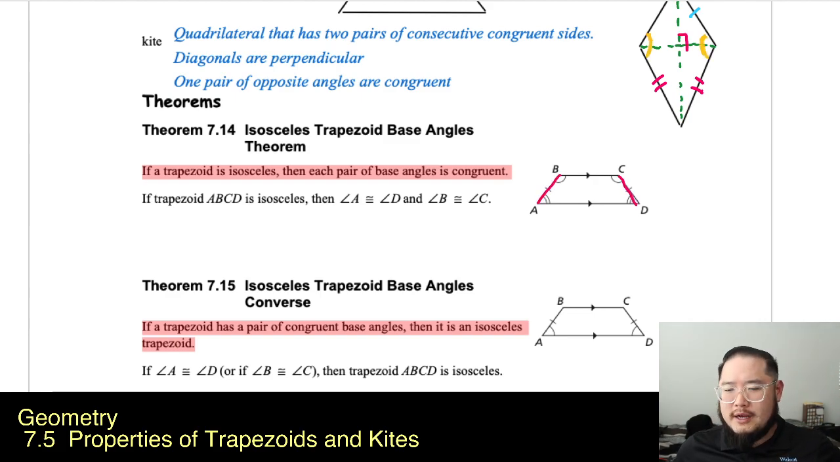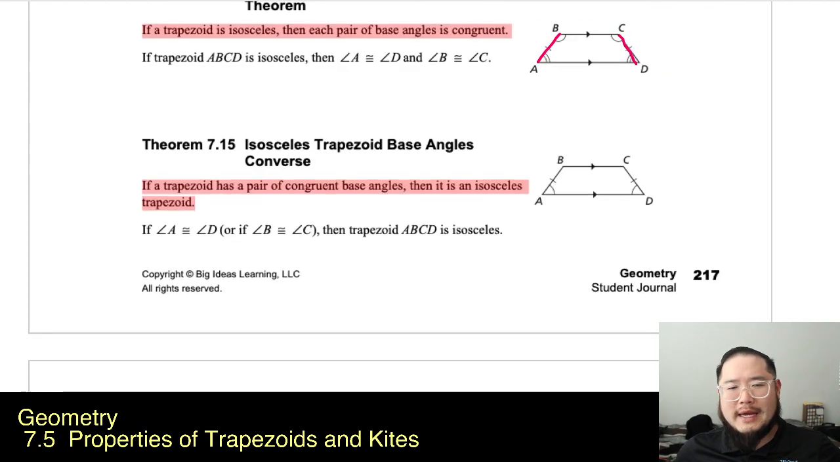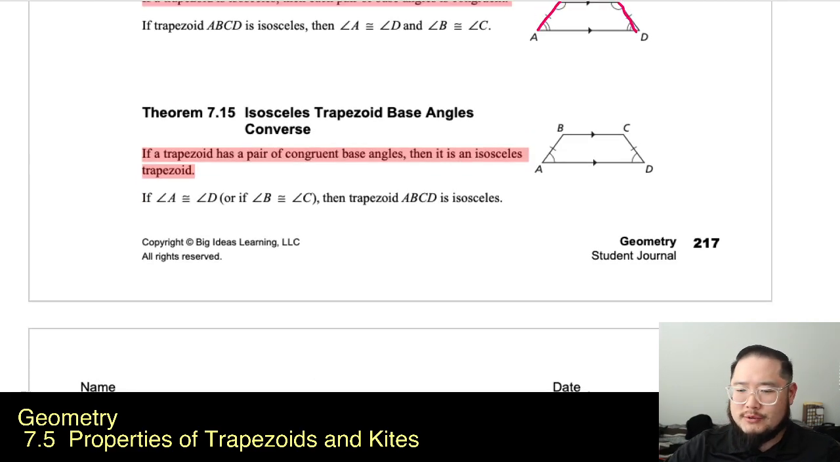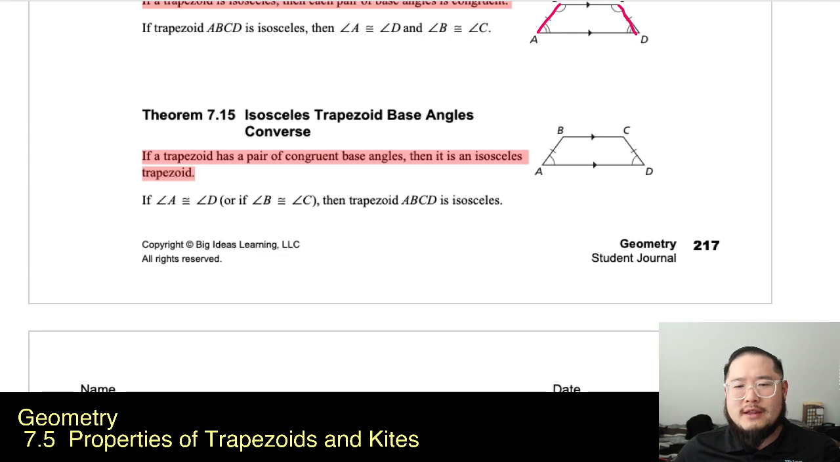So let's go ahead and move on to theorem 7.15. We have the isosceles trapezoid base angles converse. Right here it says if a trapezoid has a pair of congruent base angles, then it is an isosceles trapezoid. So one pair of base angles right there happens to be congruent, angle A and angle D. It could also be angle B and angle C. Those could be congruent as well. So if one pair of base angles is congruent, and the legs right here are congruent, because that makes it isosceles, then we have an isosceles trapezoid.